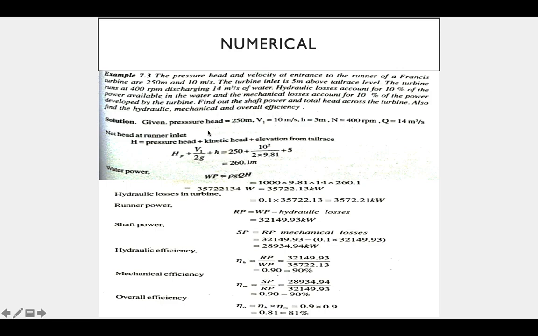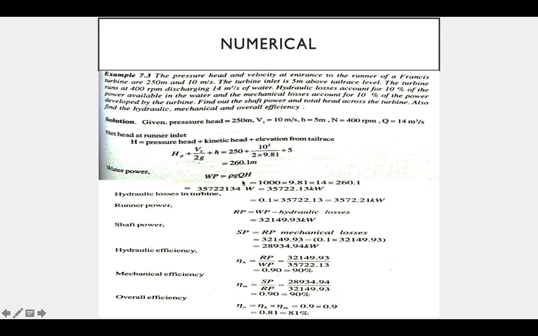So here we have to find out the total head. First, the pressure head is given, that is 50 meter. Then velocity is given, from which we can find out the velocity head, that is v square by 2g. Then the datum head is given as 5 meter, so h is 5. Total head is equal to pressure head plus kinetic head plus datum head. So from this you can find the total head.